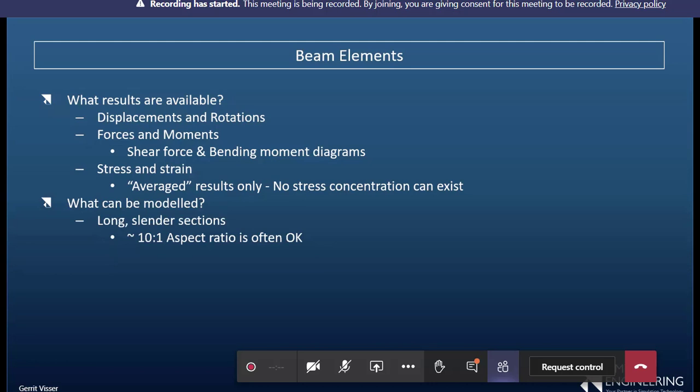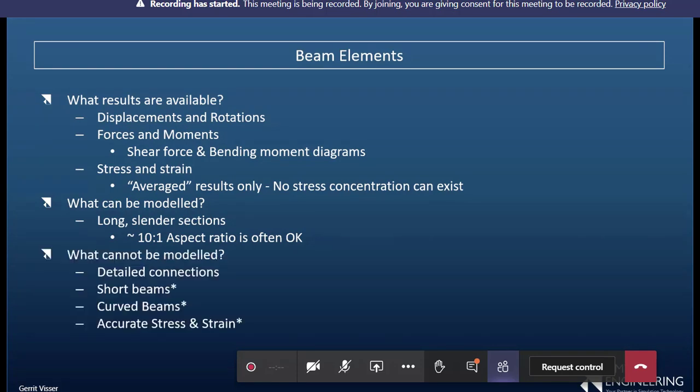Okay, so what can we model with this? Well, all of us know more or less what a beam section looks like. Anything that's a long and slender beam type section. And by that I mean an aspect ratio somewhere around 10:1 is often considered a reasonable starting point. Anything less than that is kind of dangerous. It does not mean you cannot do something shorter than that, but you have to be careful. There are a couple of things that you really need to know if you go for shorter sections than this.